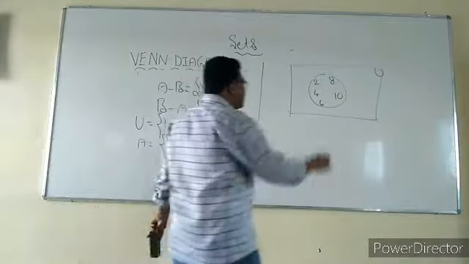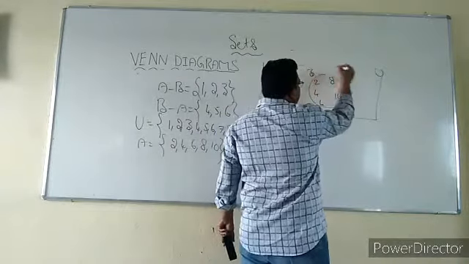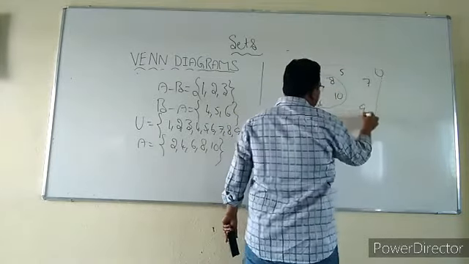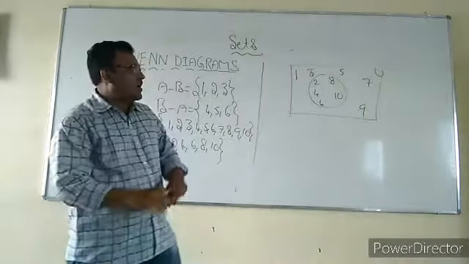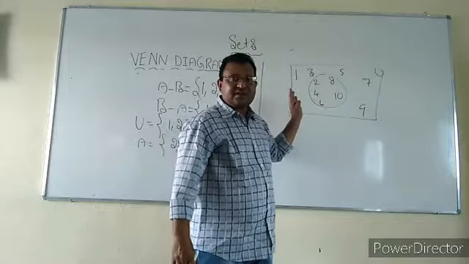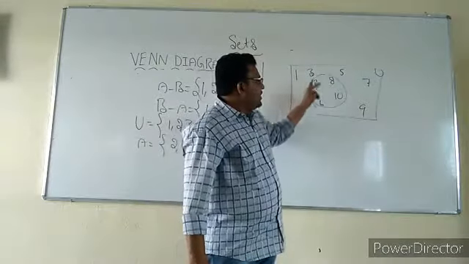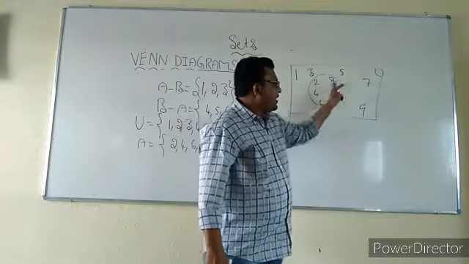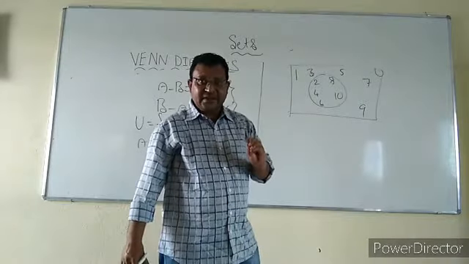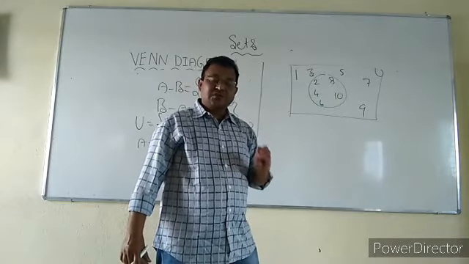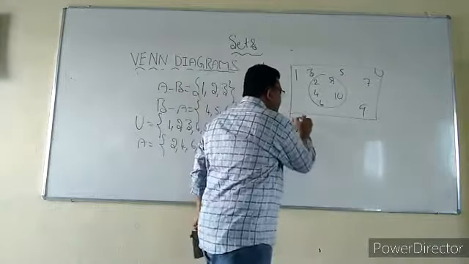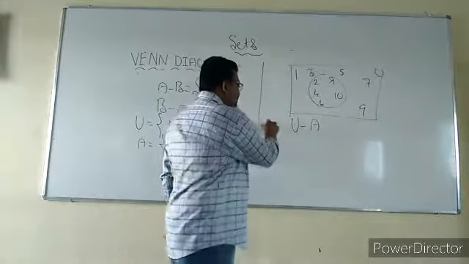In the universal set, 1, 2, 3, 4, 5, 6, 7, 8, 9 and 10. All will come, including A. Universal set means 1, 2, 3, 4, 5, 6, 7, 8, 9 and 10. Now what is A dash? A dash means A complement, which means the element should not belong to A, other than A. That means U minus A is A dash.